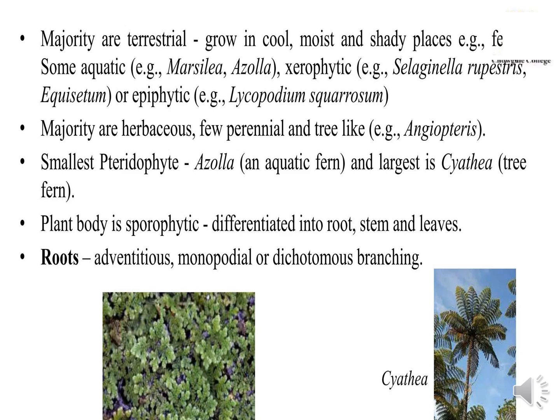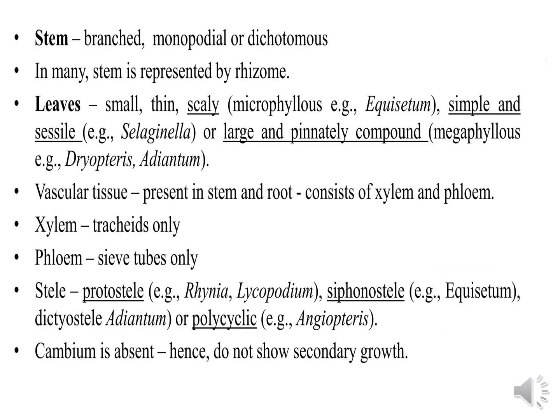Plant body is sporophytic, that is, it is differentiated into root, stem, and leaves. Roots are mostly adventitious, monopodial, or dichotomously branched. The stem is branched, and it can be either monopodial or dichotomous. In many, the stem is represented by rhizomes. Leaves are small, thin, scaly, simple and sessile in the case of Selaginella, or pinnately compound in Pteris and Adiantum.